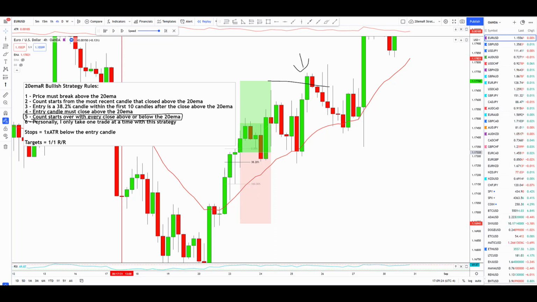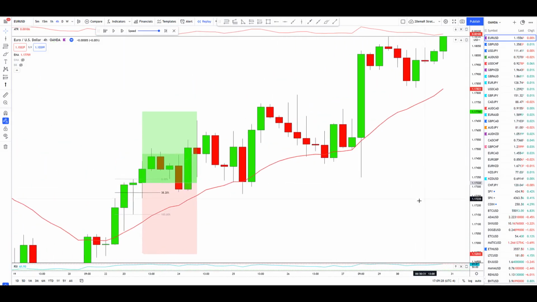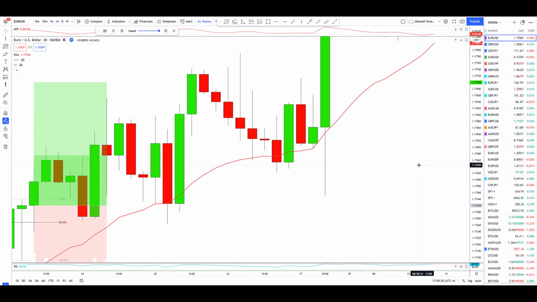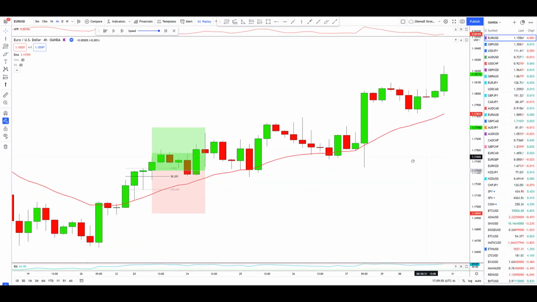period moving average. To give you an idea of what this means, once we get a close back below the 20 period moving average, what I mean by that is this right here. As soon as we get another close below the 20 period moving average, we're going to start the whole process over. We're going to start counting again from 0, from the latest candle that closes above the 20 period moving average, which is right here. This is the latest candle in which the body of the candle touched the moving average and it closed above the moving average. So with that being the case, our count starts over now.